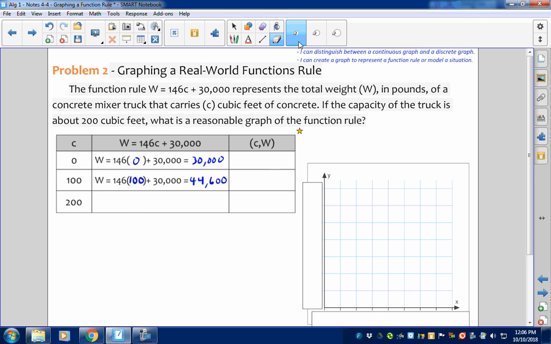And then the last one is W equals 146 times 200. Oh yeah, they didn't choose 125. It makes sense to use 100. It's halfway in between. I was thinking of the other problem. So 146 times 200 plus 30,000 ends up being, what do you get? I don't know. 59,200. 59,200.